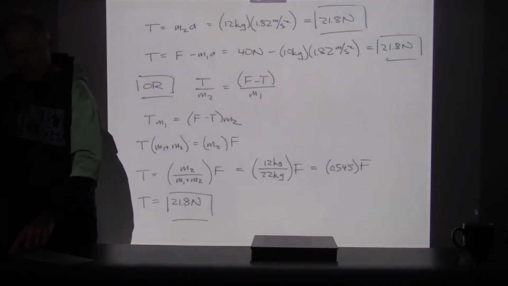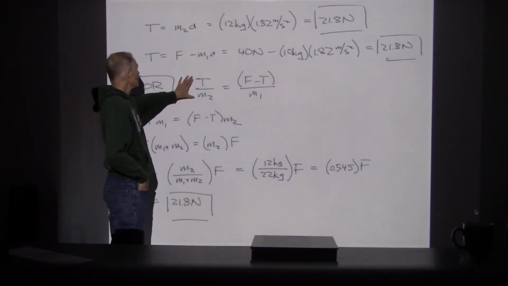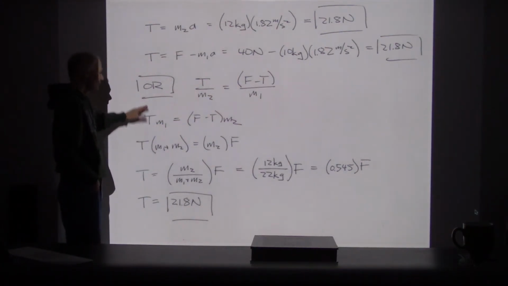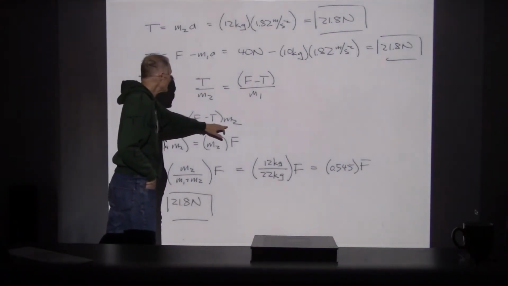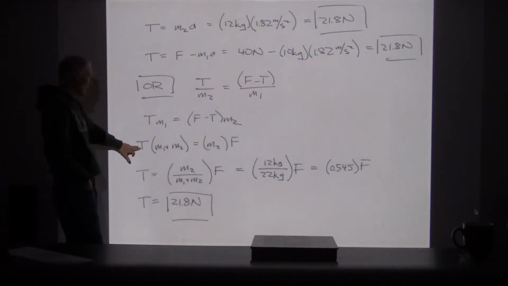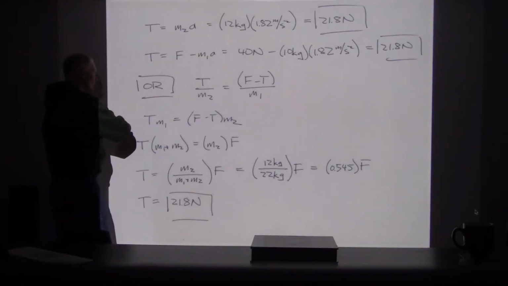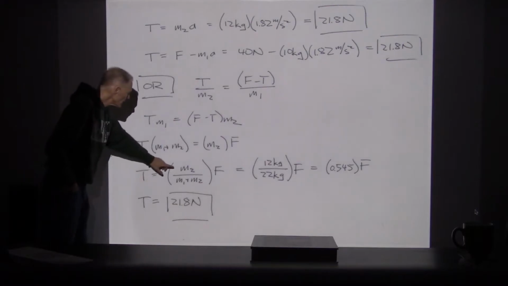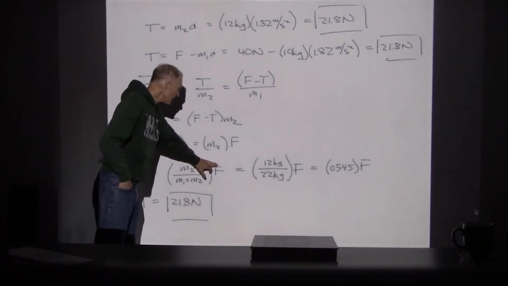So let's try that. So that's what I've done here. I took the acceleration expression on the left and set it equal to the acceleration expression on the right. And then I did a few lines of algebra. T times m1 is equal to F minus T times m2. I'm being careful here. I'm pulling all of the tension terms to the left and moving everything else to the right side. I ended up with this. I ended up with the tension is equal to m2 over m1 plus m2 times F.